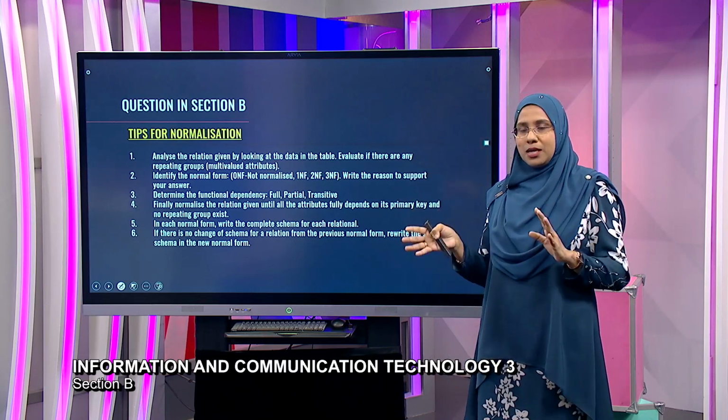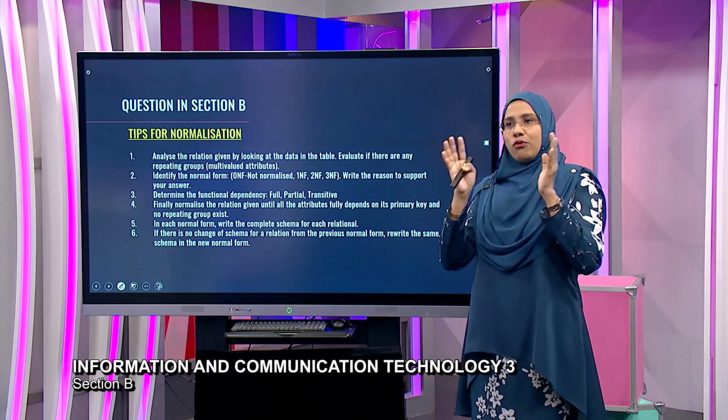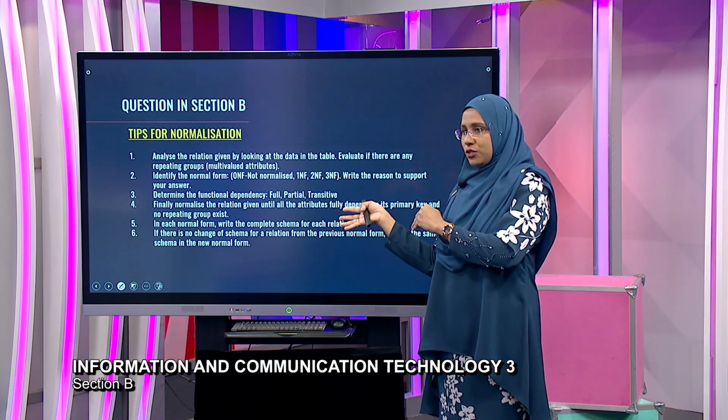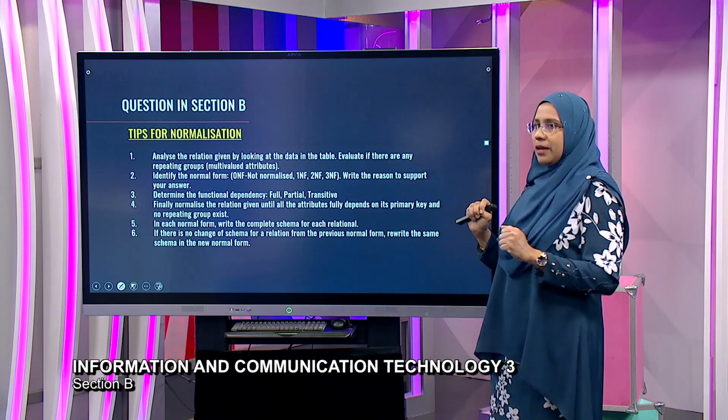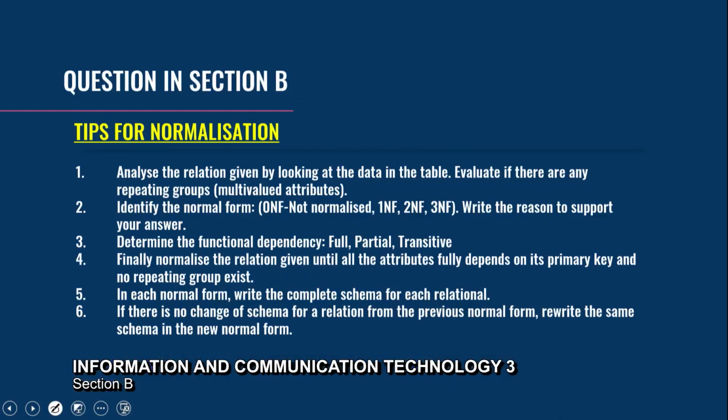Functional dependency means you have to write the primary key, followed by an arrow, followed by the attribute. And then step number 4, normalize the relation given until all the attributes fully depend on the primary key and no repeating group exists. In each normal form, write the complete schema. This is important because students might miss this. They don't write the schema. So this is very important. In each normal form, write the complete schema. And if there is no change of schema for the relation from the previous normal form, rewrite the same schema to the new normal form.